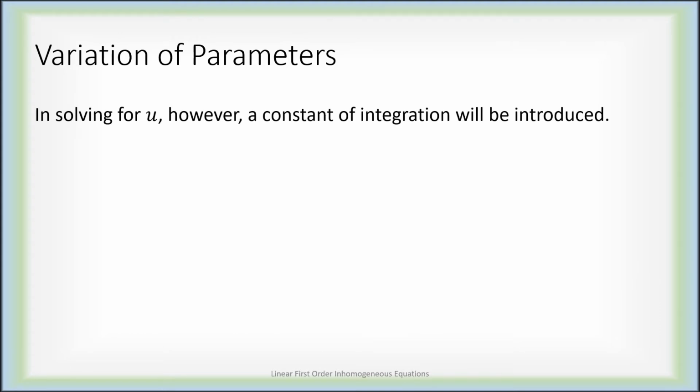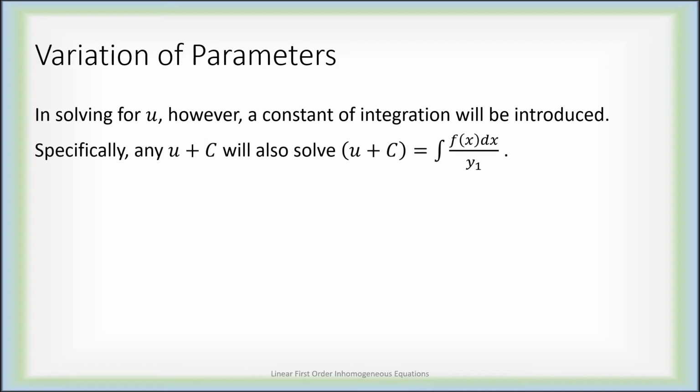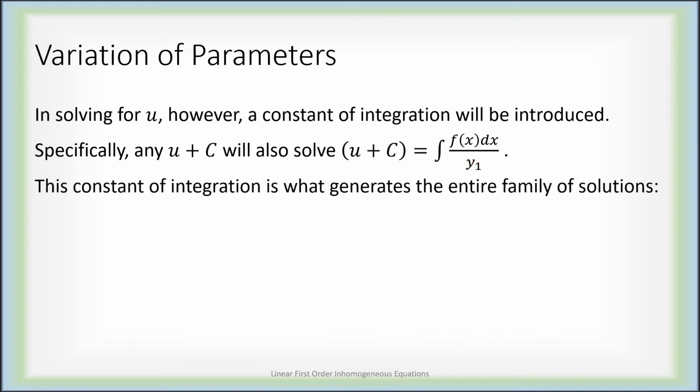When we solve for u, a constant of integration will be introduced. Specifically, having solved for u to be an antiderivative of f of x over y1, I really do need to add a plus c in there. And the constant of integration is going to be what generates our family of solutions. Okay, so u plus any constant times y1 will be a solution to the original equation. And if I distribute this out, we get u times y1 plus an arbitrary constant times y1.